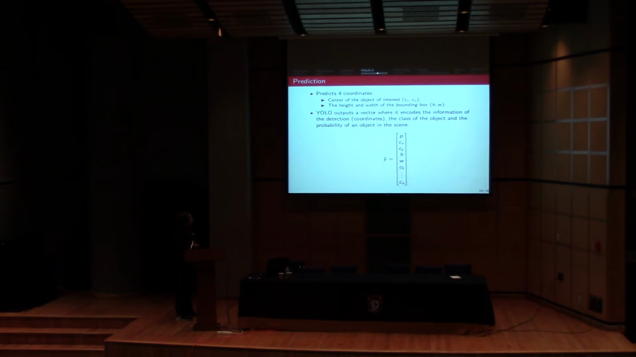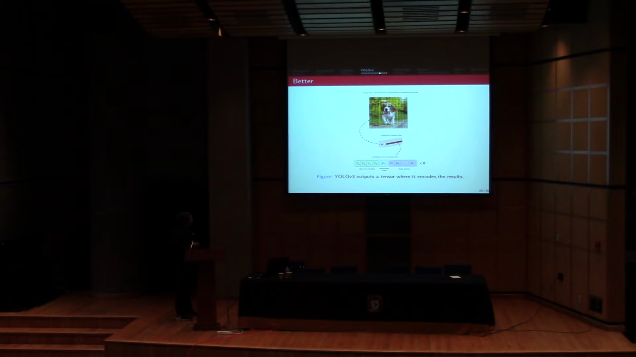And the output of YOLO is a vector of this nature, where P is the probability that there is an object in the scene, Cx and Cy are the coordinates of the center of the object, H and W are the bounding box height and width, and C1 to Cn is the probability that the object belongs to one of the classes. So for the V3 version, things haven't changed much.